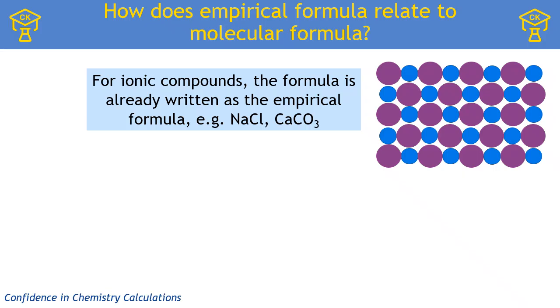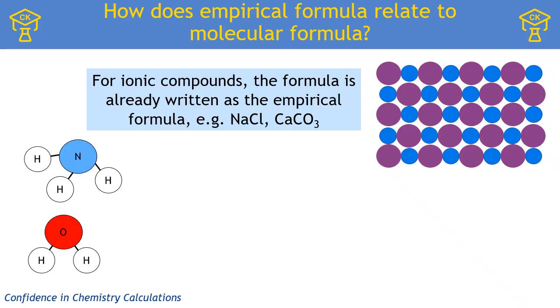So for covalent compounds, though, it's a little bit different. They are discrete molecules, like water and ammonia here. Now, for water and ammonia, these two examples, H2O and NH3, that is the simplest way we can represent those elements. We cannot simplify H2O any further because there's one O, and there's one N in the formula of ammonia. So for those, the molecular formula, H2O, is the same as the empirical formula, H2O. That's as simple as we get.